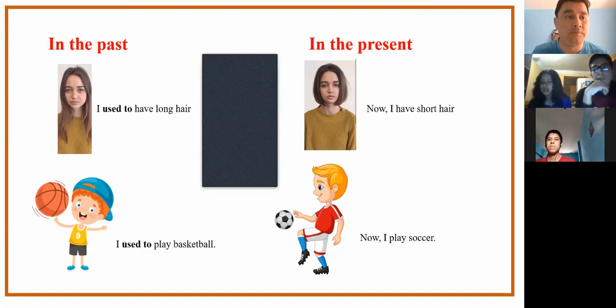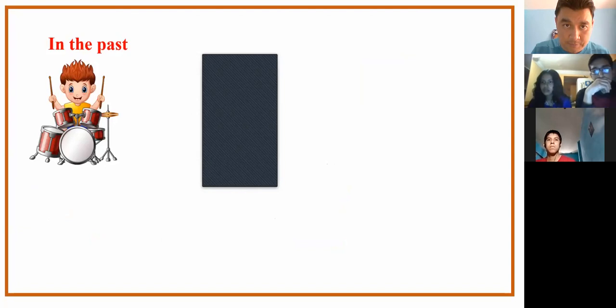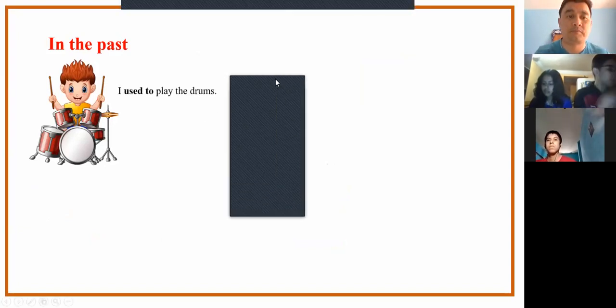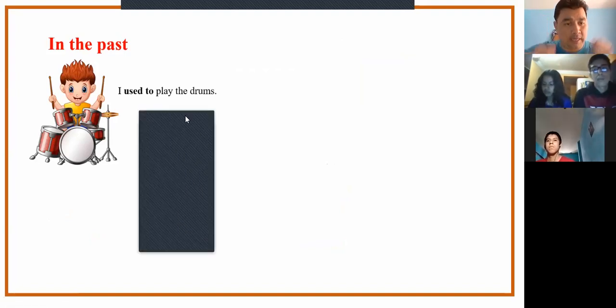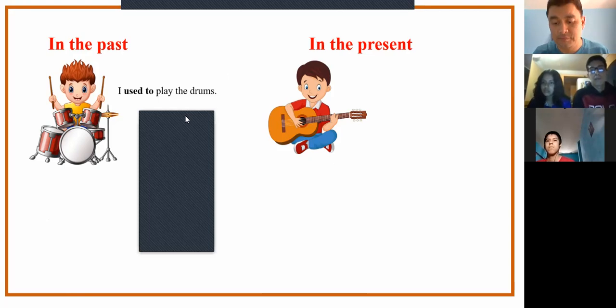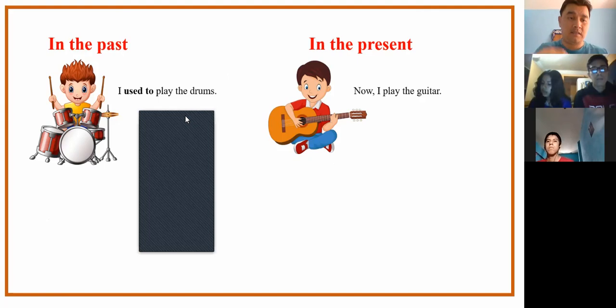I'll give you another example. For example, here. Okay. In the past, I used to play the drums. Correct. Tocaba la batería. But that was in the past. In the present, now I play the guitar. Good. So in the past, I used to play the drums, but now in the present, now I play the guitar.